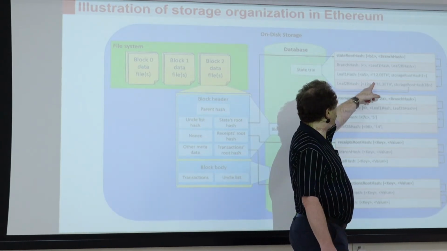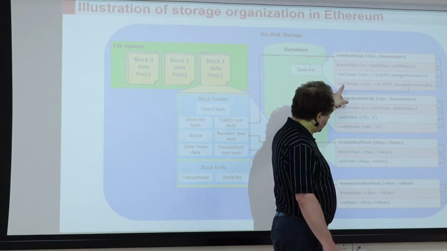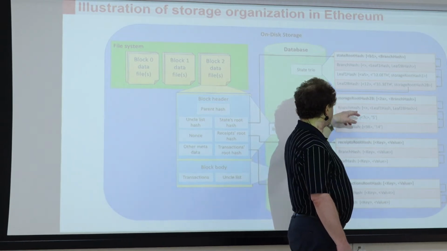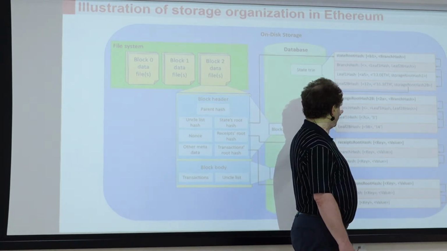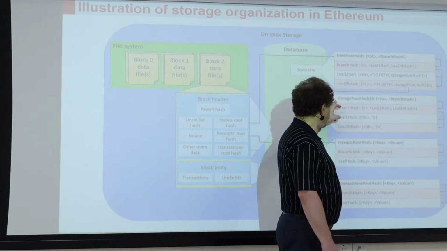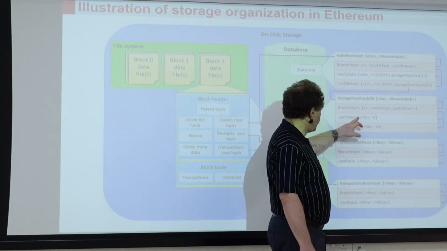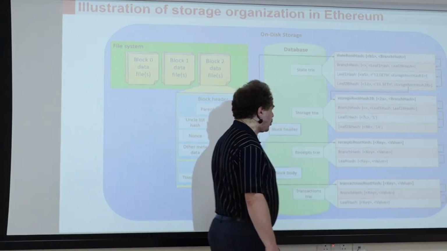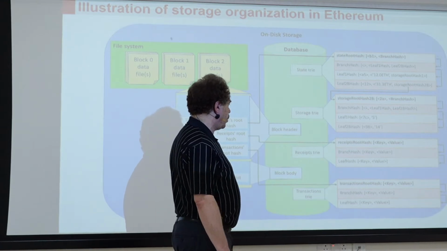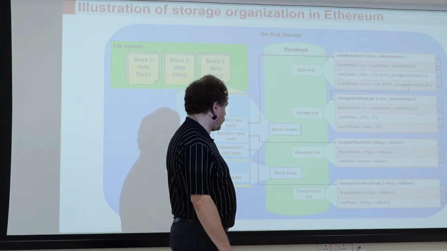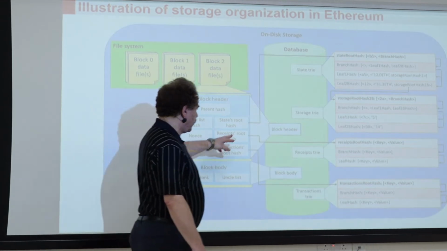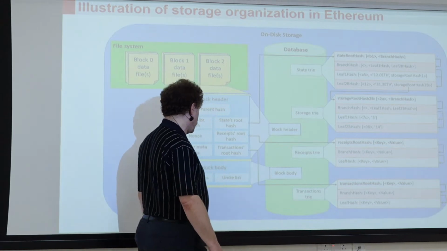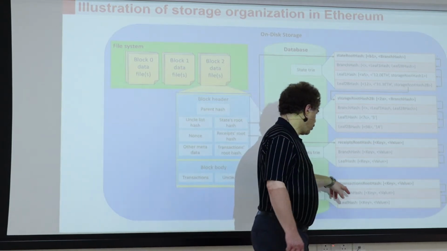So now from the state tree we can start traversing the storage tree. And the storage tree would start from the root hash, and would similarly go to one of the branches, and then we have the leaves. And in the leaves we have some specific information related to the storage of data in that particular account. And similarly, we have a tree for receipts, and we also have a tree for transactions.